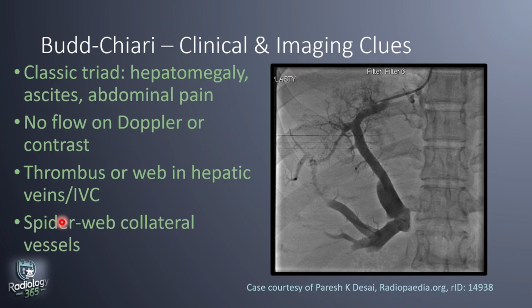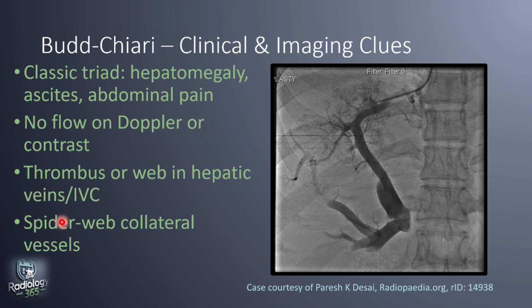When Budd-Chiari shows up suddenly, you'll typically see the classic triad of hepatomegaly, fluid in the abdomen, that's ascites, and abdominal pain. On imaging, key things to look out for include absent blood flow in the hepatic veins. That's obviously because there's an obstruction in the hepatic veins, and so there wouldn't be flow. You could also look out for a visible thrombus or something obstructing the hepatic veins, like a web, or even in the IVC, and development of collateral vessels that can look like spider webs when you do a venogram.